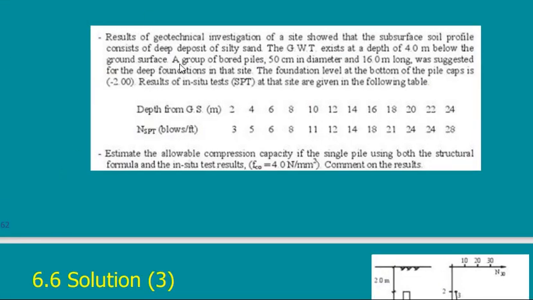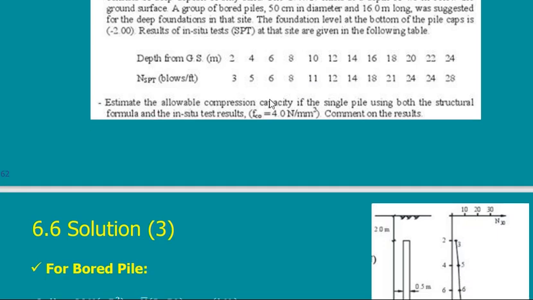Let's check what was the type of the pile here. Results of the geotechnical investigation of a site showed that the subsurface profile consists of deep deposits of so-and-so, groundwater table exists at a depth of so-and-so below the ground surface, a group of bored piles 50 centimeter, 16 meter long was suggested. For the deep foundation, the foundation level is at the bottom of the cap. Estimate the allowable compression capacity of a single pile using both structural formula and in situ results, and so on.